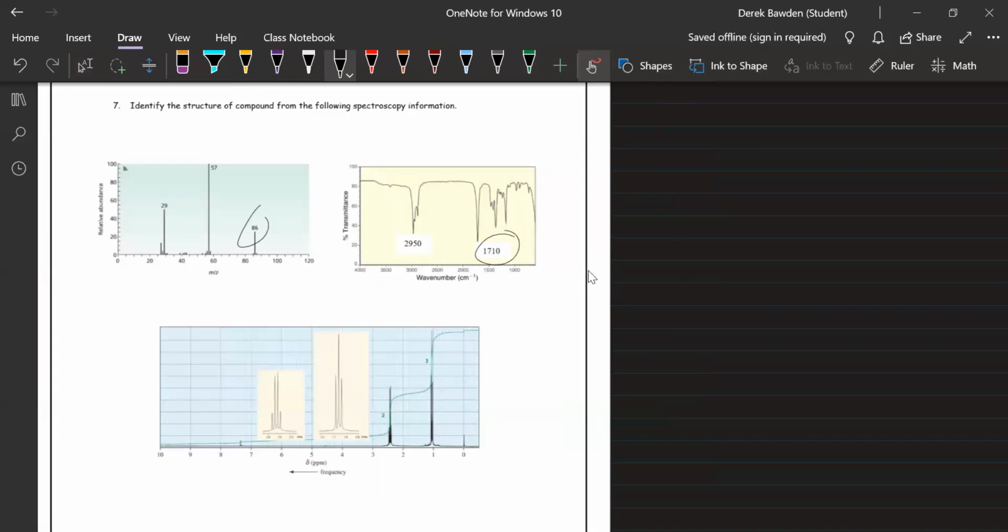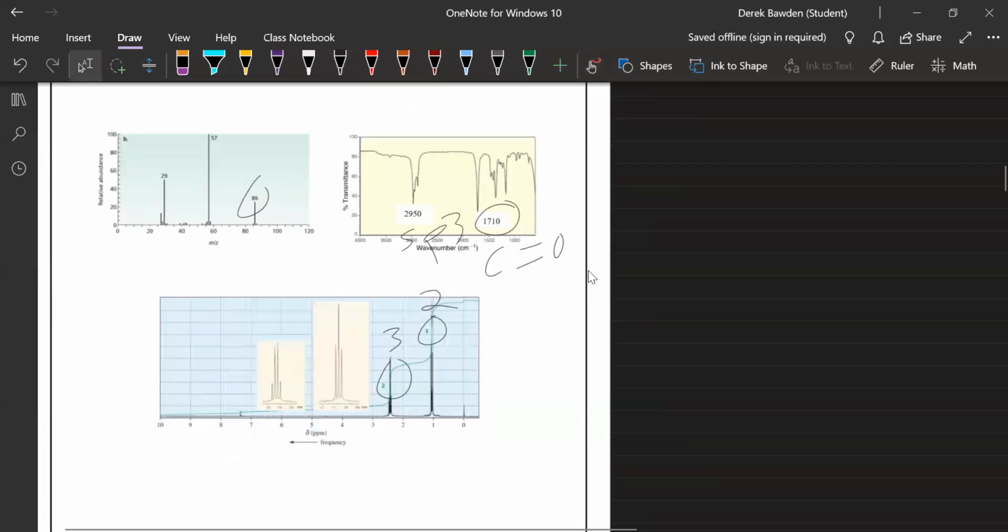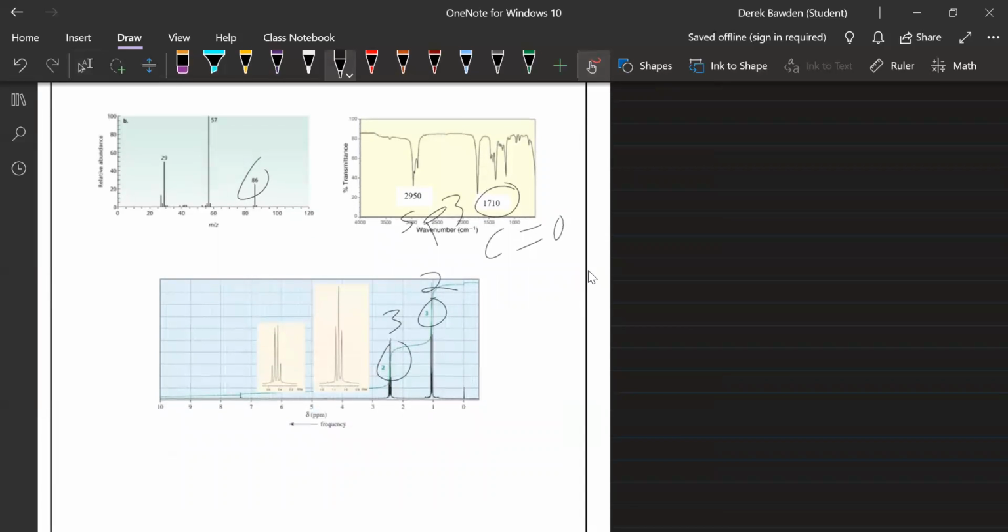We have a peak at 1710. What does that tell us? C double bond O. Perfect. And what is our 2950? sp3 CH. Okay. So it looks like we have 2 hydrogens with 3 neighbors and 3 hydrogens with 2 neighbors. So now we know we have a C double bond O, our molecule needs to weigh 86, and we have not a crazy amount of hydrogens, to be honest.